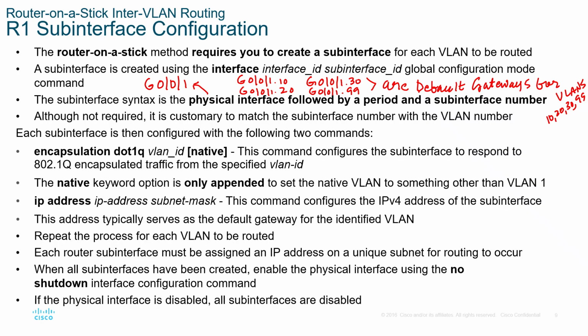You're going to repeat the process for each VLAN that you have created that needs to be routed. Each router's subinterface must be assigned an IP address on a unique subnet for routing to occur. When all of your subinterfaces have been created, enable your physical interface using the no shutdown interface configuration command. I would actually state that you should make this the very first thing you do so that you do not forget to turn on that interface. If the physical interface is disabled, it should make perfect sense to you that subinterfaces are also going to be disabled and you will not have communication.